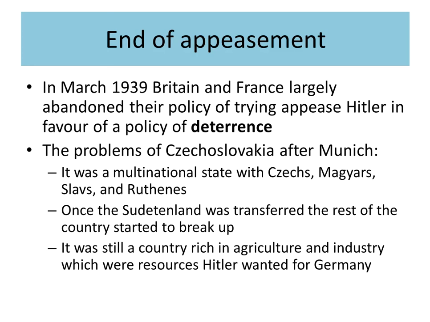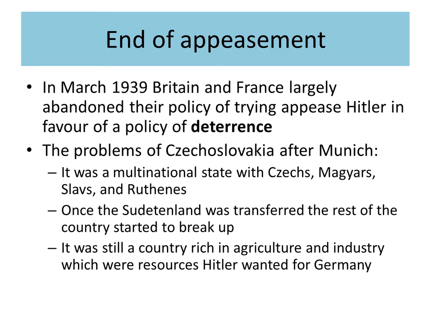The end of appeasement comes in March 1939. By 1939, they switch their policy of appeasement to what becomes known as deterrence. Czechoslovakia, after the Munich Agreement, is not settled. You have a massively problematic country, a country with Czechs, Magyars, Slavs, Ruthenians. Once the Sudetenland is transferred, the rest of the country starts to break up, and Czechoslovakia basically dissolves into civil war. Nevertheless, in this context of chaos, it's still a country that's very attractive to a country like Germany.